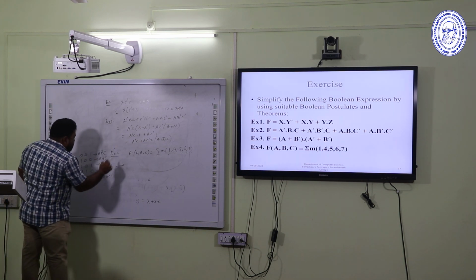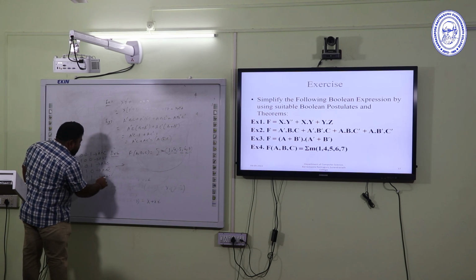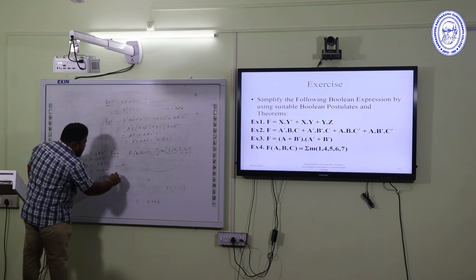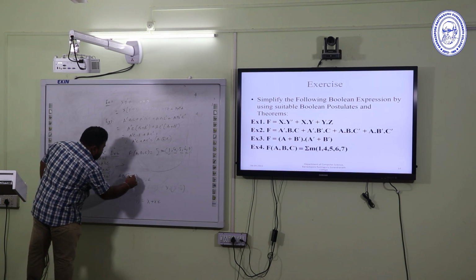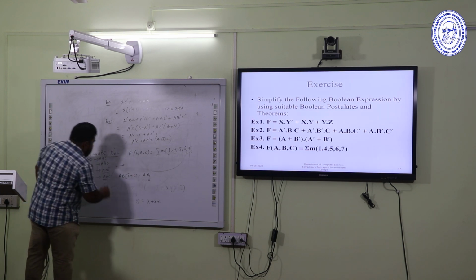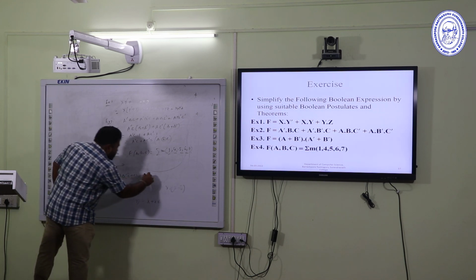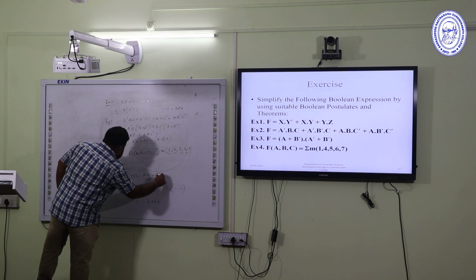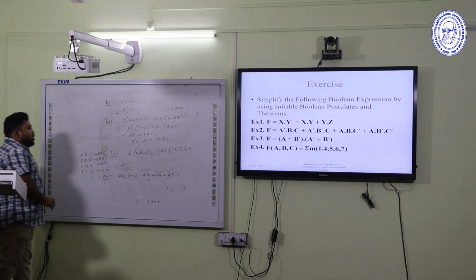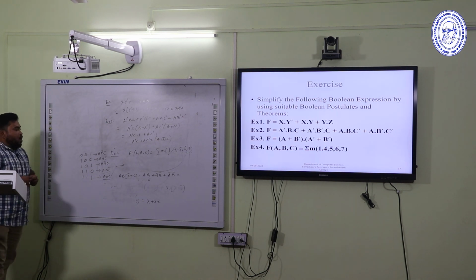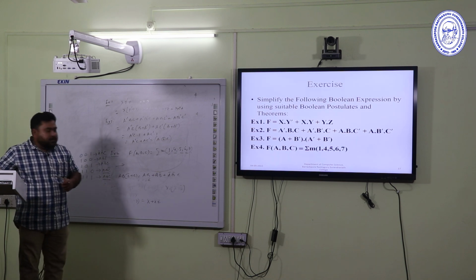So from the first statement, that is ABC. If we take this one, that is called AB, because C prime plus C is equal to 1, that is AB. If we take these two, that is AB prime, so we get plus AB prime and plus A prime B prime C. So this is the optimized expression of the following Boolean function.